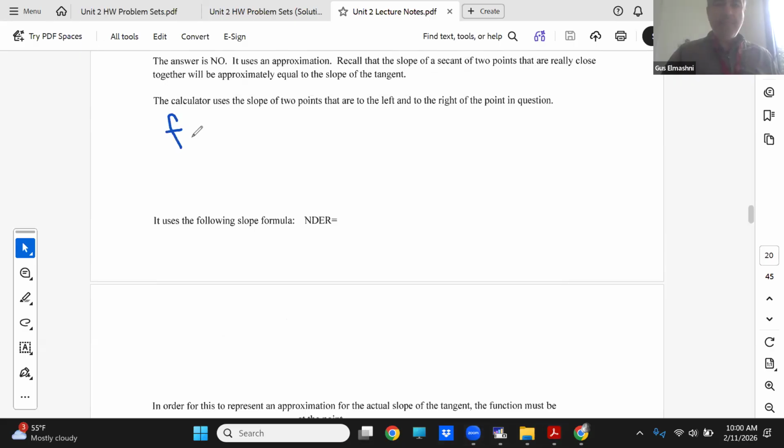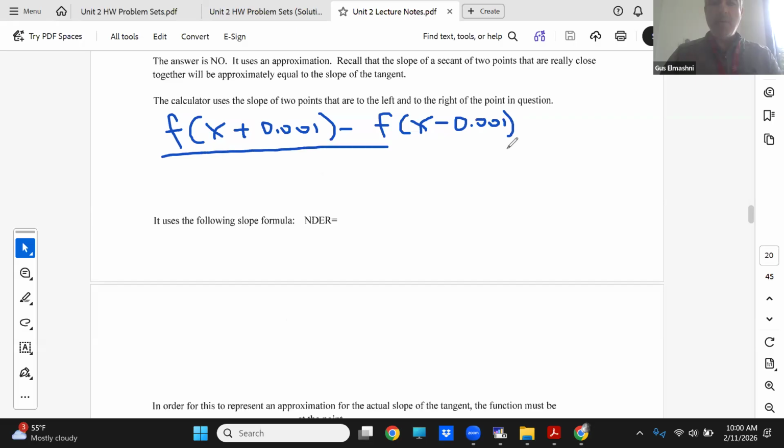It's doing f of 4, sorry, my apologies. It's doing f of x plus 0.001 minus f of x minus 0.001, over 0.002. That's what nDeriv is doing.